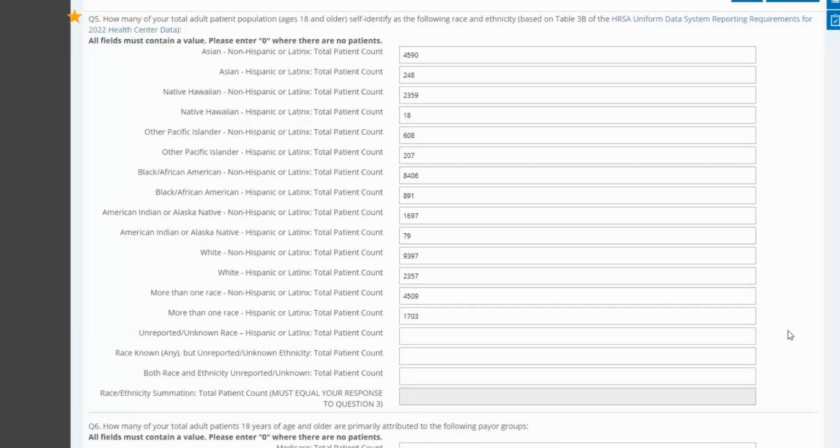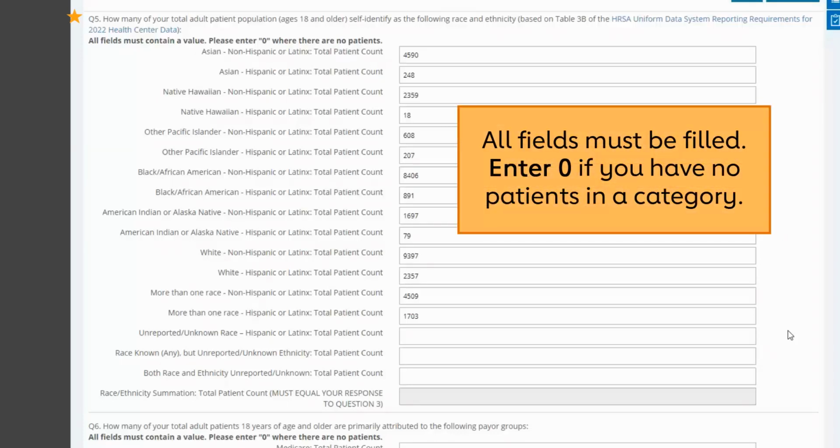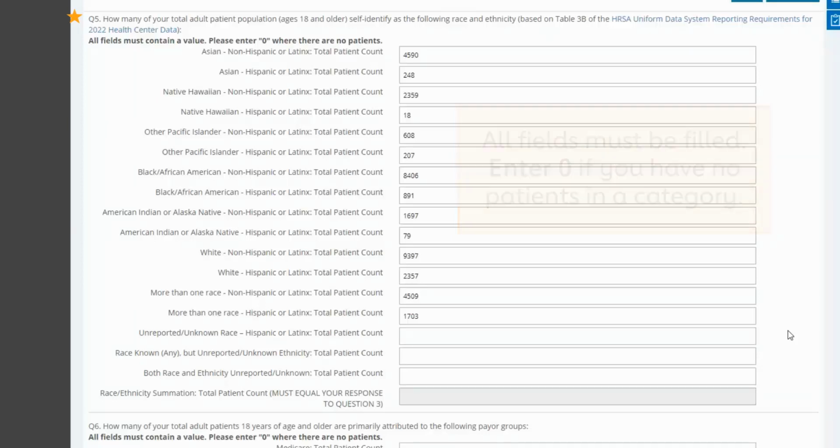In question 5, we ask for a breakdown of how your total adult patient population, ages 18 years and older, self-identify by race and ethnicity. This question is based on Table 3B of the HRSA Uniform Data System reporting requirements for 2022 Health Center data. The same question appears in our Target BP and Check Change Control cholesterol program forms, so you may already have this information available. All fields must contain a value. Please enter a 0 where there are no patients. Here's the data that I have.